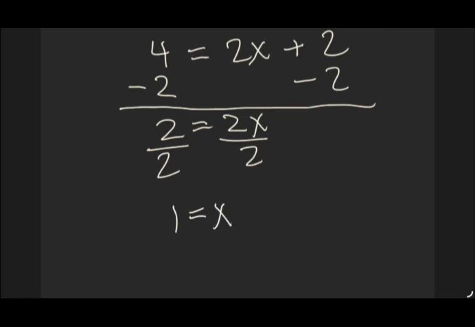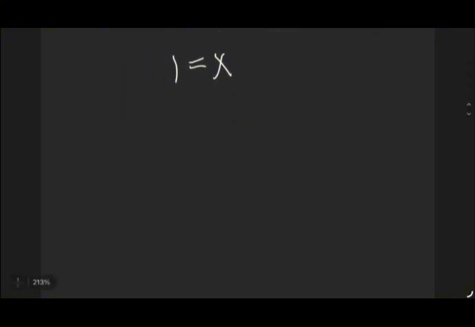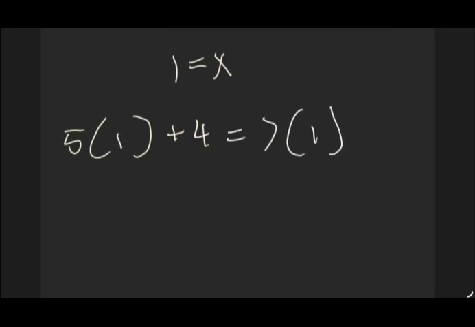Let's check if that's correct though. 5 times 1 plus 4 is equal to 7 times 1 plus 2. Let's figure out what the right side of the equation is. 7 times 1 is 7, plus 2 is equal to 9. 5 times 1 plus 4 is also equal to 9, so 1 was right.